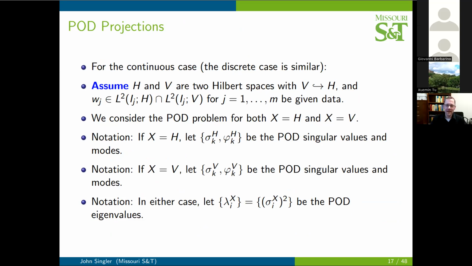So, the idea here is we have two Hilbert spaces, just like with the heat equation or Navier-Stokes, right? L2 and H10 if you like. And we assume the data that we have lives in both of the Hilbert spaces, square integrable in time with values in both of these Hilbert spaces. We're going to look at the POD problem for both H and V for different choices of the Hilbert space.